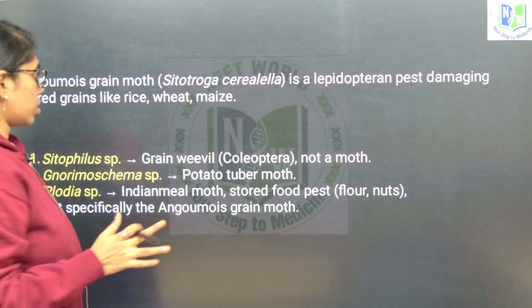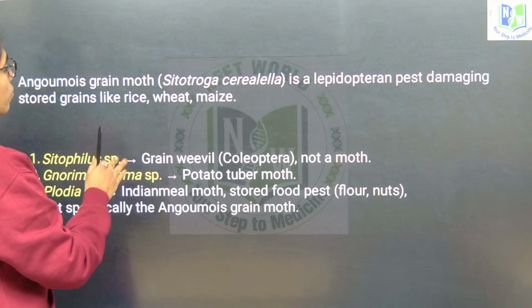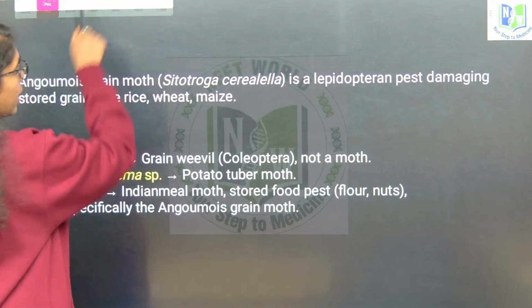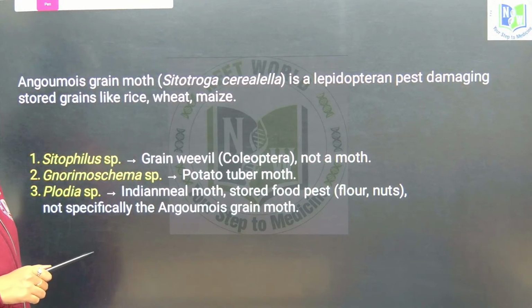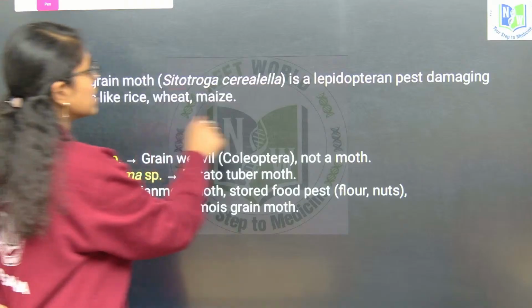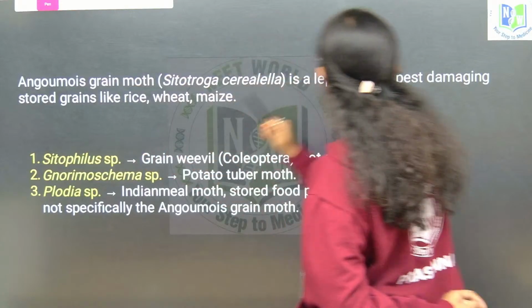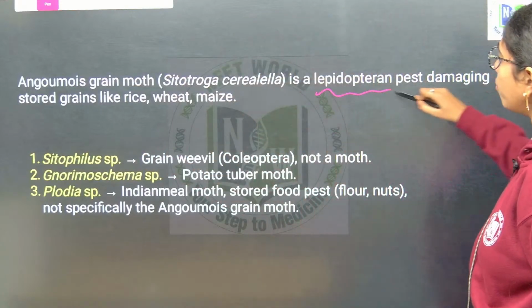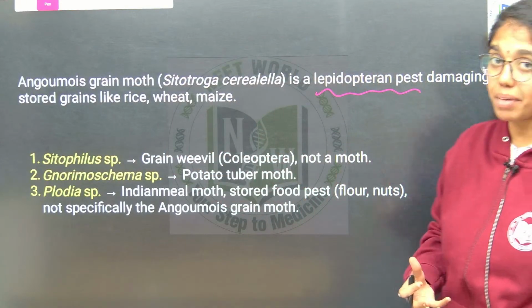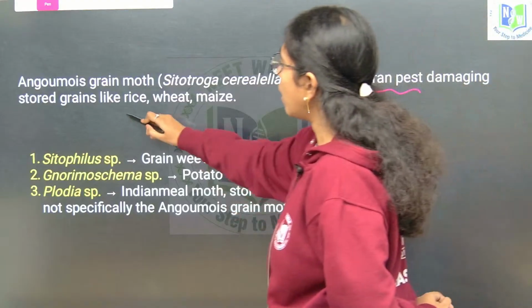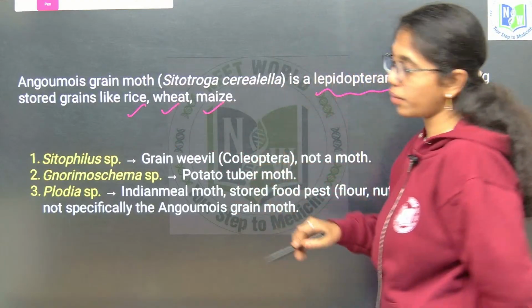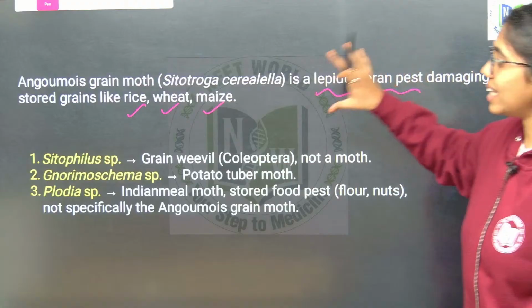Angoumois grain moth, whose scientific name or biological name is Sitotroga cerealella. This is its scientific name. This is a type of lepidopteran pest which is damaging the stored grains like rice, wheat and grains. So, this is the pest.